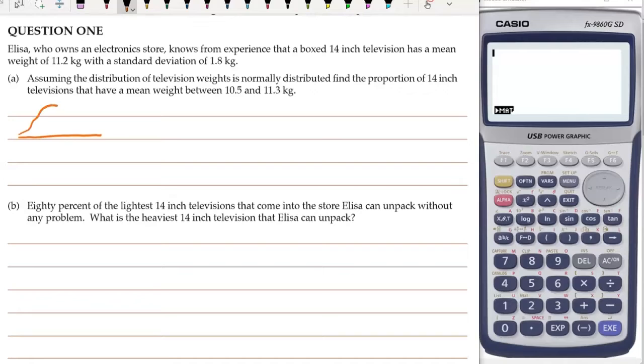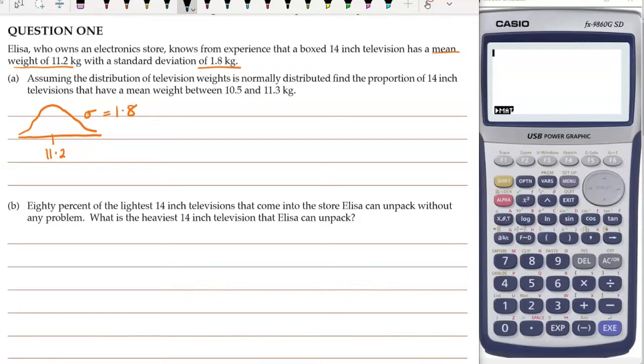On with question 1, where we have a normal distribution. We've got a mean of 11.2 kgs and a standard deviation of 1.8. Assuming that the distribution of the weights is normally distributed like this, find the proportion of these TVs that have a mean weight between 10.5 and 11.3.